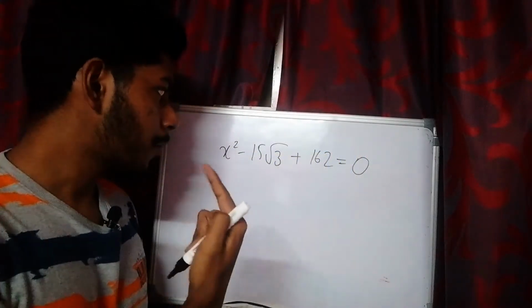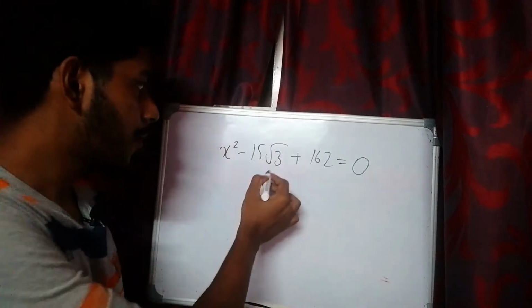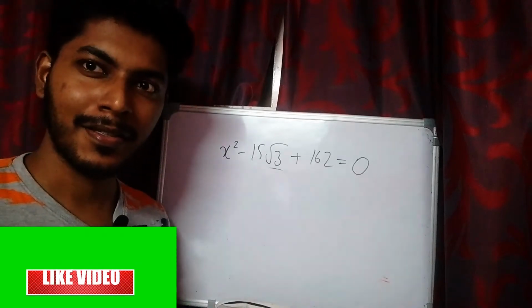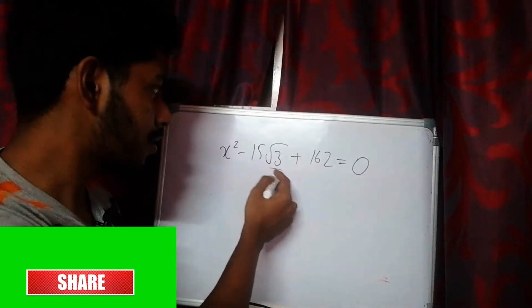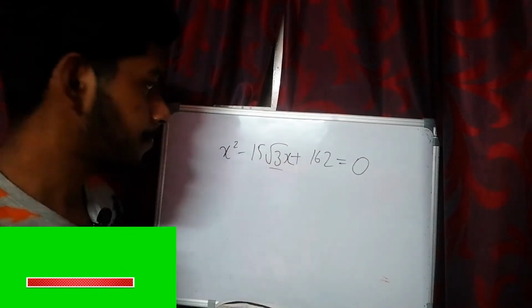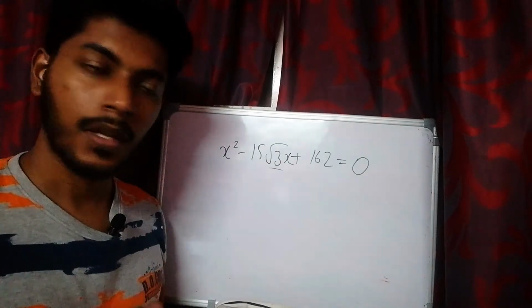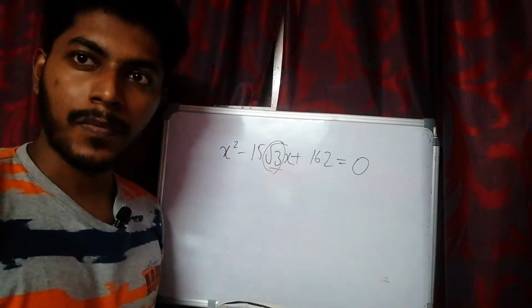Today I am going to discuss the topic related to quadratic equations where there is a root. It's more complicated when compared to others, when the coefficient or the numbers are root 3x. Okay, so what to do? Here there is root 3, it is root 3.